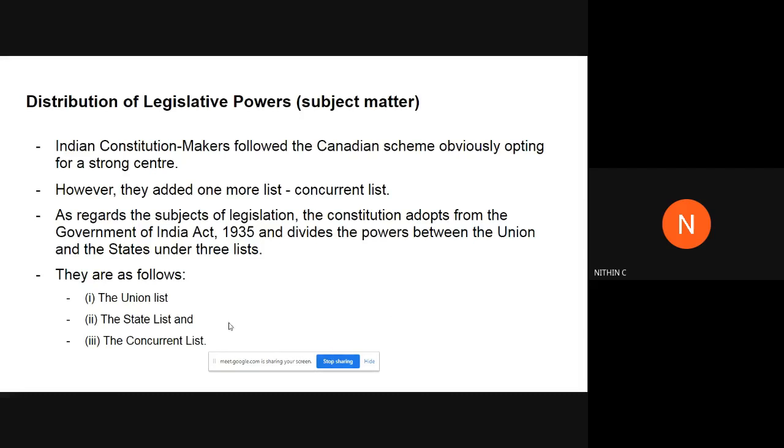Union list: only the union government or the parliament can pass laws on that. Union list, parliament creates law. Similarly, for matters in the state list, the state will be completely handling that. The state will be dealing with those matters in the state list. And the concurrent list has matters that both state and union can deal with. So we are having 3 lists. As per the constitution, we are having the union list, state list, and the concurrent list.